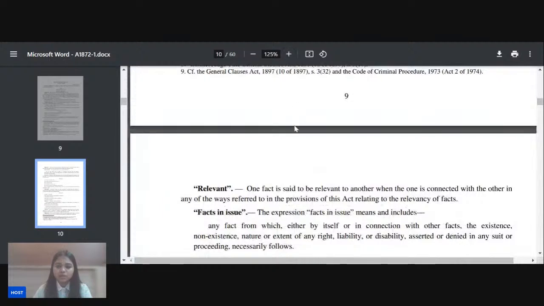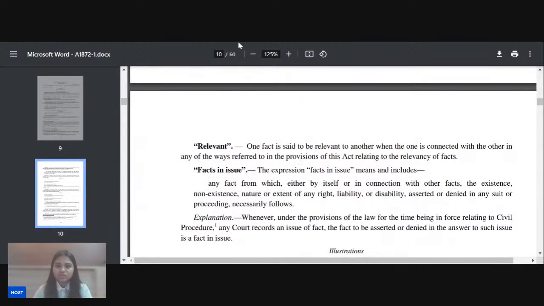Now coming to another definition, that is relevant. What do you mean by relevant? If two things are connected with each other, like today, if we are doing evidence rapid revision series, and if you start asking me from Transfer of Property Act, and those parts are not relevant, then it is not relevant, right? If you ask me relevant provisions of Indian Evidence Act relating to what we are discussing today, that is okay. But if you start asking me something else, then it's not relevant to the topic. So therefore, relevant is something which is connected with the other, right? Which is connected with the other.